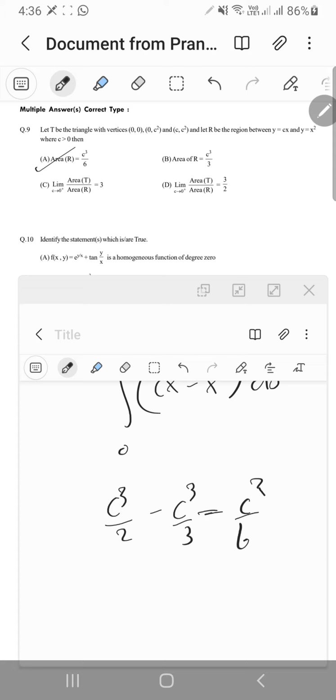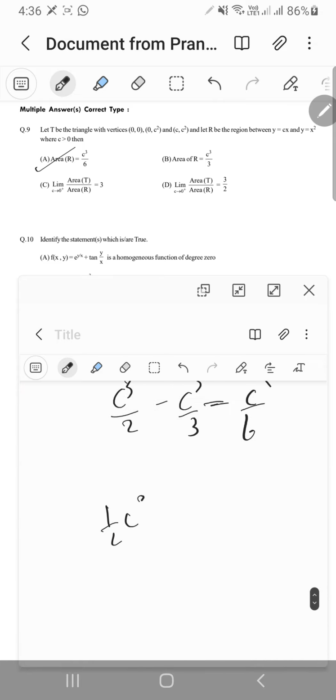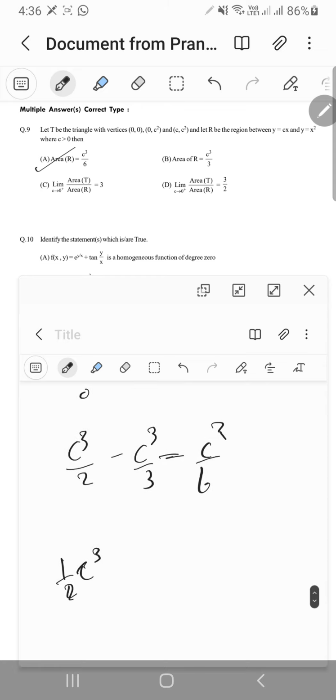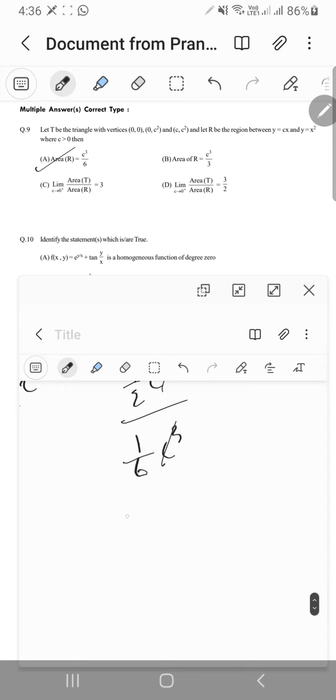Limit as c tends to 0. Okay, what is area of this triangle? This is c and this is c squared, so it should just be half of c cubed, isn't it? So area of triangle, which is half c cubed, upon area of this R region, that's 1/6 c cubed, that's going to be 3. So even this limit is 3. Yes, this is correct. This is multiple correct, right? Okay, area of R, this is not correct. No. Okay, next.